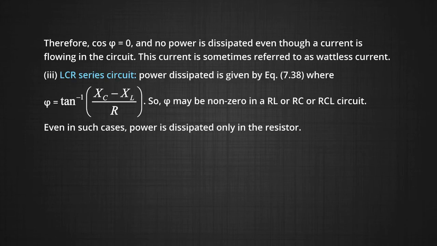Case 3, we take an LCR circuit. Here power is dissipated at an angle phi equal to tan inverse of (XC minus XL) divided by R. So, we can say that phi may be non-zero in an LCR circuit, or in an RL or RC circuit, any one. Even in such cases, power is dissipated only through the resistor.